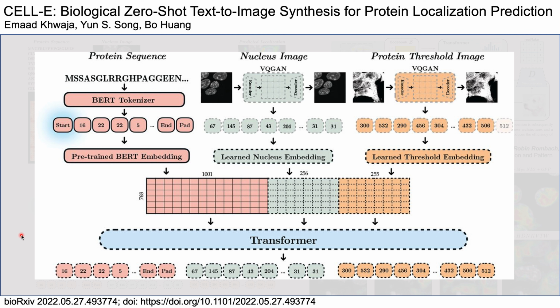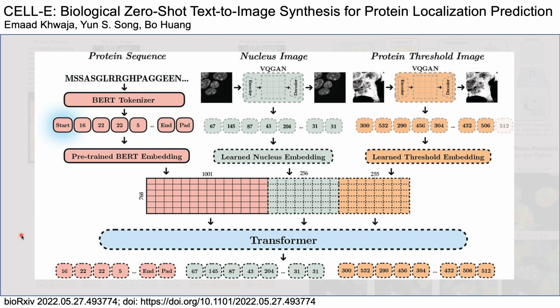But how does Cell E produce these maps with protein localization probabilities? So, starting with the input protein sequence, the model uses a previously published pre-trained BERT embedding model to represent the amino acid sequences as a list of vectors, or a matrix. In this model, a maximum sequence length of 1,000 amino acids results in a matrix of 1001 by 768.